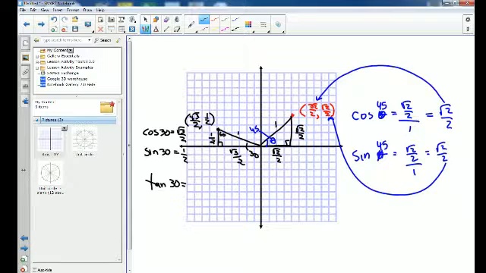Yeah, opposite over adjacent, right? So if you know the coordinates, you can still divide 1/2 over root 3 over 2. Would it be easier to make that root 5 over root 3 over 2?